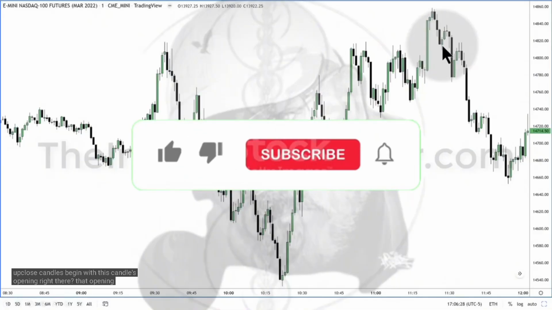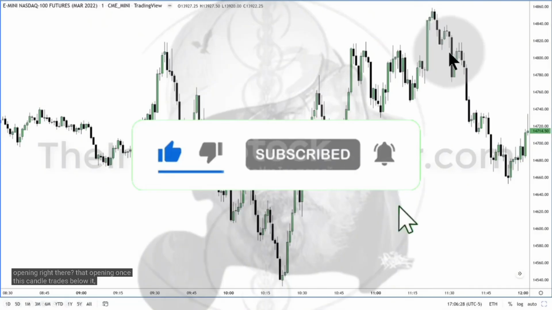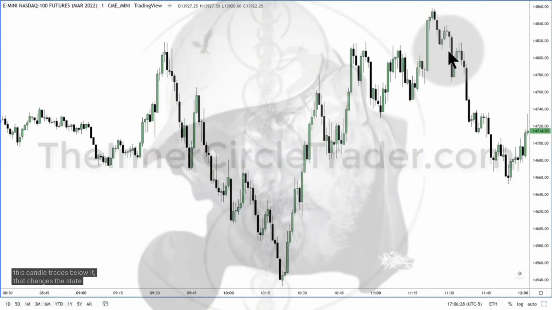That opening, once this candle trades below it, that changes the state of delivery. So you go back to that point of reference right there. And that's why it's sensitive. The algorithm remembers that right there. Okay, that's all I'm going to give you on the free mentorship level, but that is your answer. Okay, that is what an order block is. It is a change in the state of delivery.